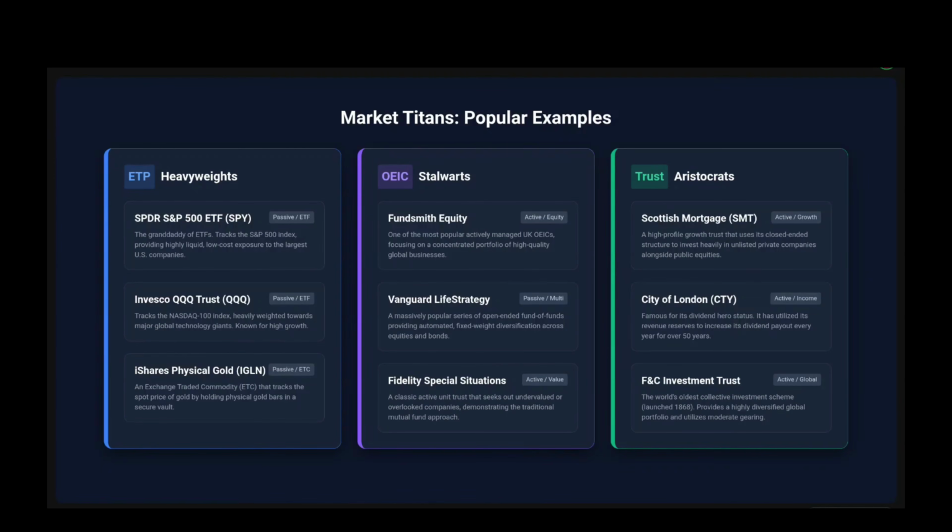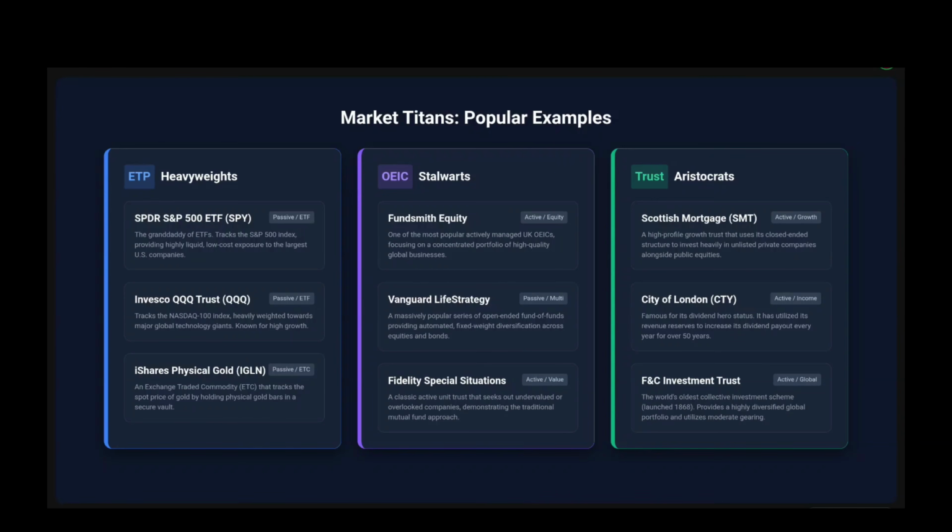So if we look at ETPs, there's the SPDR S&P 500 ETF, SPY. The granddaddy of ETFs almost tracks the S&P 500 index, providing highly liquid, low-cost exposure to the largest US companies. Now, some of these listings are US-based, so just bear with me on that one. It's just the broad audience.